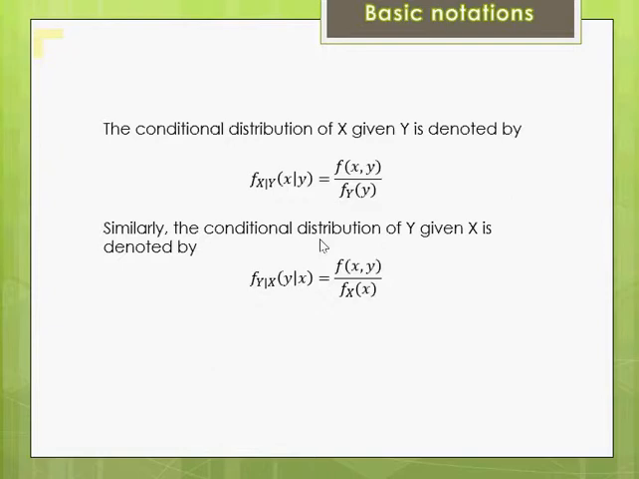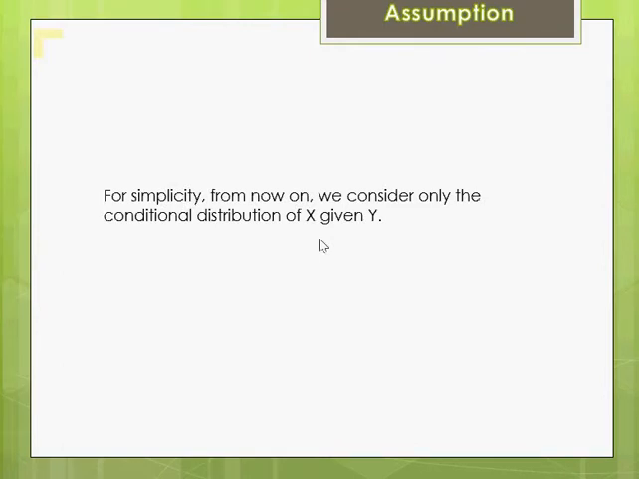The formulas for the two conditional distributions are shown here. Assumption. For simplicity, from now on, we consider only the conditional distributions of X given Y, because we could just interchange the roles of X and Y to get a similar result for the conditional distributions of Y given X.